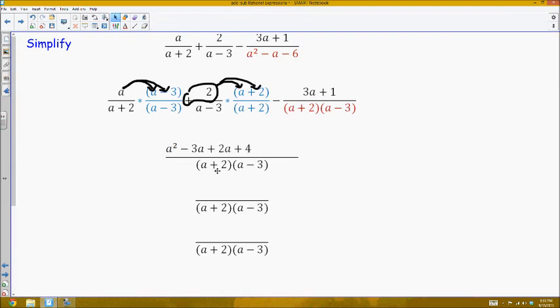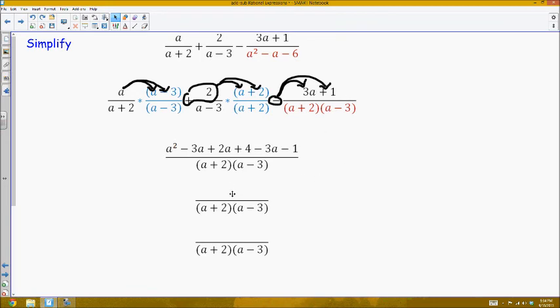plus 2a plus 4. And then, and this is something that a lot of students tend to leave out, notice that on my last term, there's an operation of subtraction here. So I'm going to distribute that subtraction to both of the terms in the numerator. And that's going to give me a minus 3a, minus 1. So that's where all my terms are going to come from. So you can do that distribution as you rewrite the question.